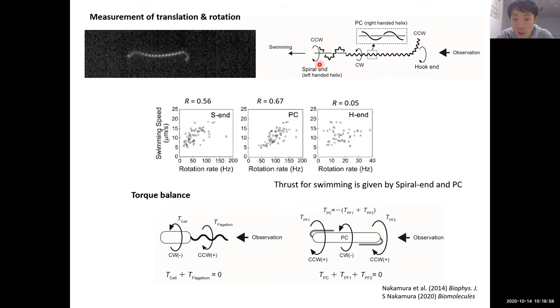And then the gyration speed of SN, the spiral end, is very fast, 50 to 100 hertz. And PC is almost the same, and HN is a little bit slower than these two parts, because this is a very big bending part, so maybe friction from the viscous media is large, so maybe the consequent speed becomes slower than these two parts. And then the relationship between swimming speed and rotation rate shows that the spiral end and the PC show the same correlation. Therefore, we think these two parts are related to the swimming behavior. And HN does not directly contribute to the swimming behavior.